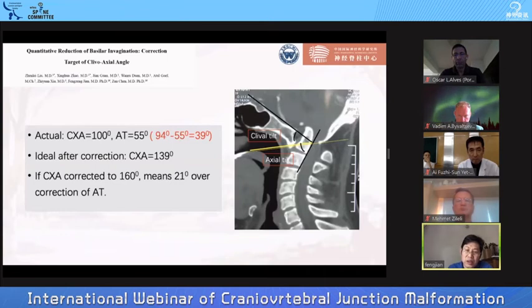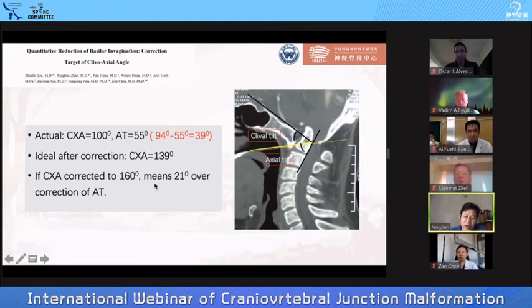Take this patient as an example. Now the CXA is about 100 degrees, and the AT is about 55 degrees. So what we should correct is only 39 degrees of axial tilt. The final CXA should be 139 degrees, but not 160 degrees. If we correct the patient to 160 degrees, that means overcorrection of AT.